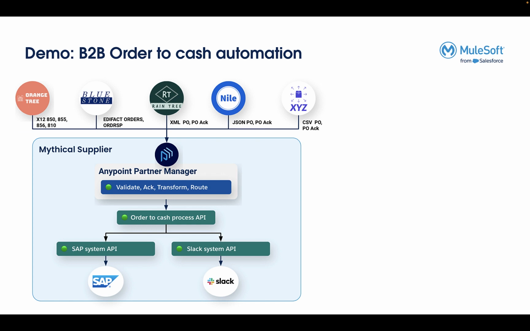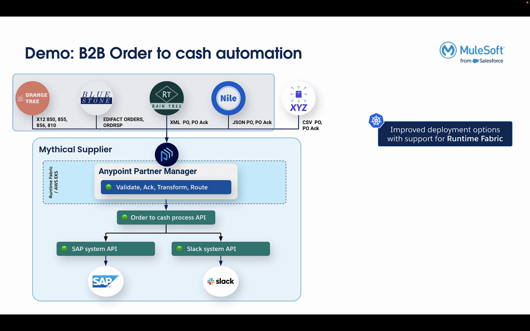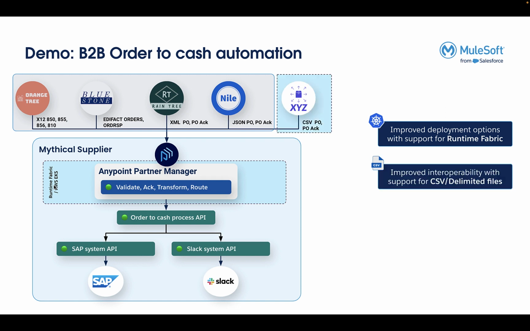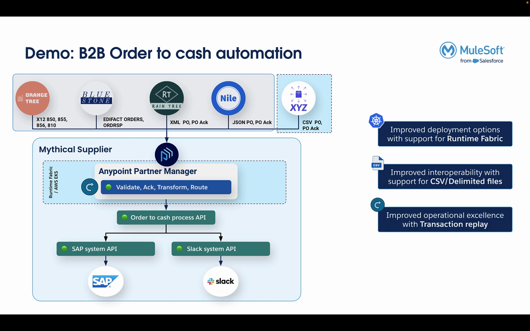We will more specifically focus on three broader categories in this demonstration, starting off with how they're able to use Runtime Fabric deployment options to deploy their B2B integration workloads on AWS Elastic Kubernetes Service clusters. We will also look at how they are able to do business with XYZ suppliers that sends order information in CSV file format. And we'll also see how they are able to replay transactions that require reprocessing in the event of any system failure or otherwise.